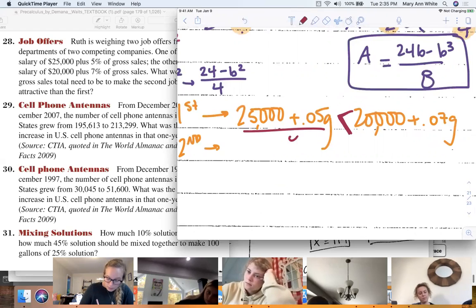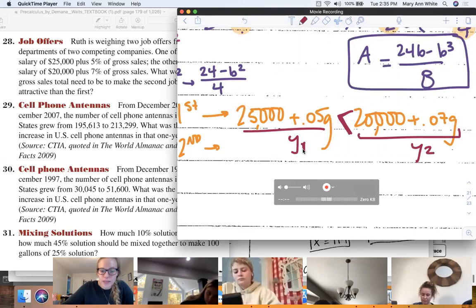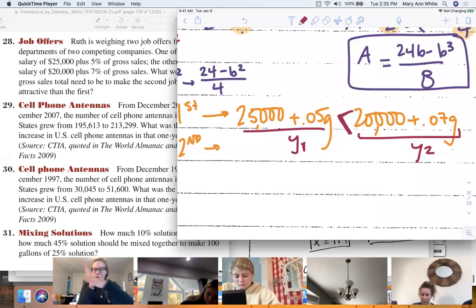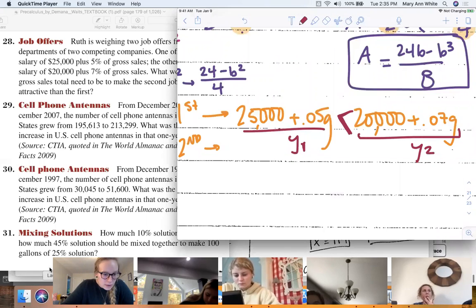This job 1 will be my Y1, and then job 2 will be my Y2, and then we're going to graph them. There's going to be a point where they intersect, and we'll see one goes higher. The second job will go higher than the first one. So let me get my calculator.